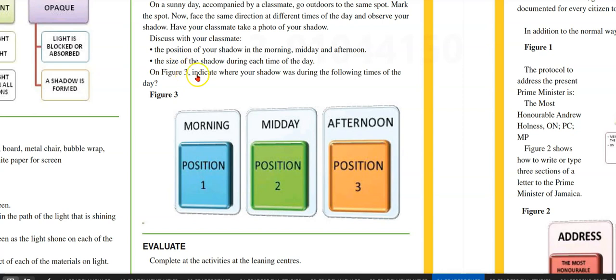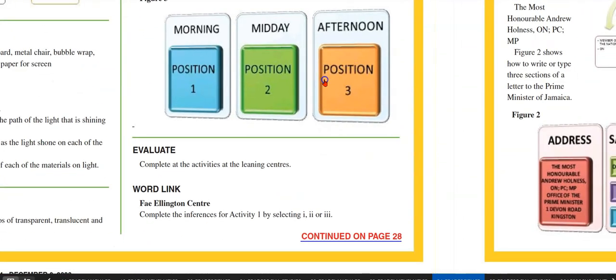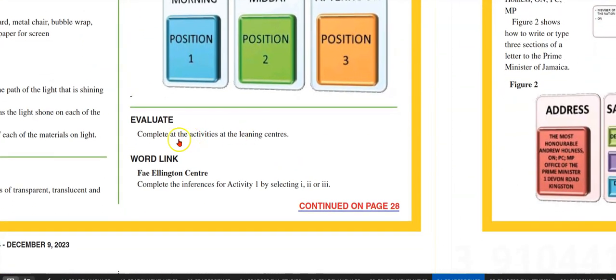On figure 3, indicate where the shadow was during the following times of day. In the morning, what was the position? Midday and afternoon. Evaluate. Complete the activities at the learning centers. Faye Ellington Center. Complete the inference for activity 1 by selecting 1, 2, or 3.